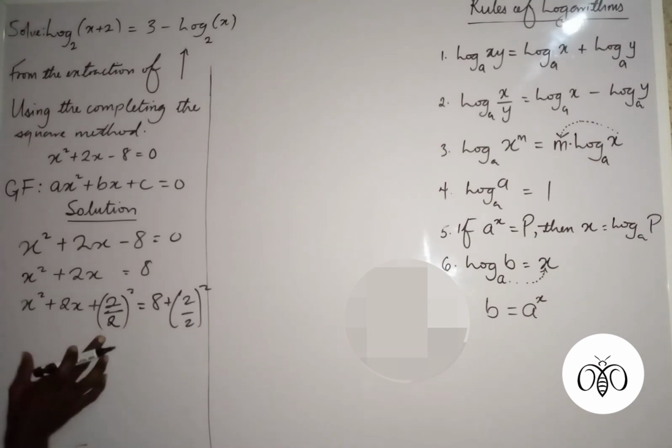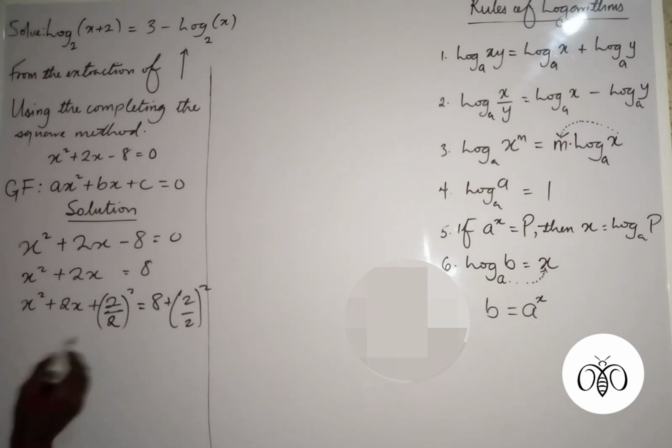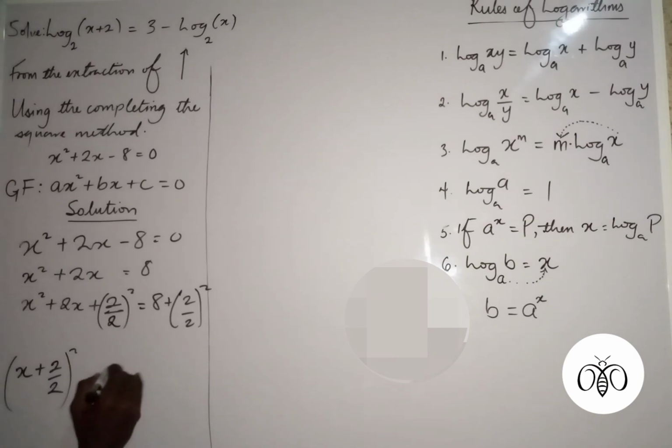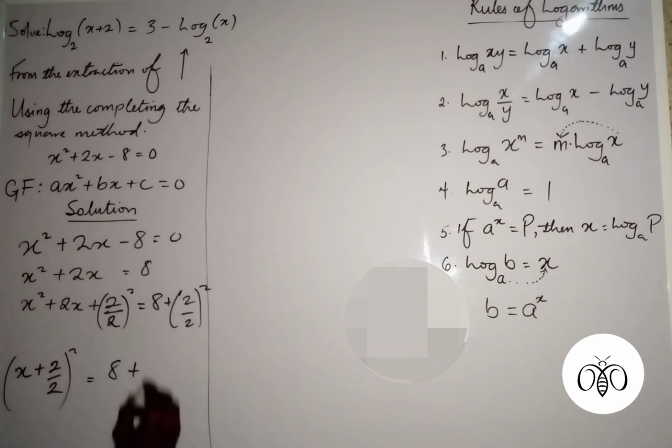Now we're going to compress this into the perfect square form, the index form. So we pick this x, then we add the second term, plus 2, divided by 2 without squaring it. So everything will take the square, equals 8 plus 1. We know that 2 over 2 is 1, then 1 raised to power 2 is still 1.